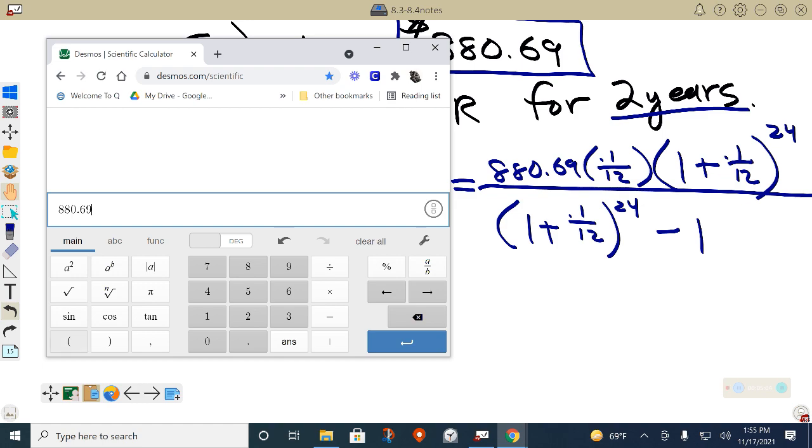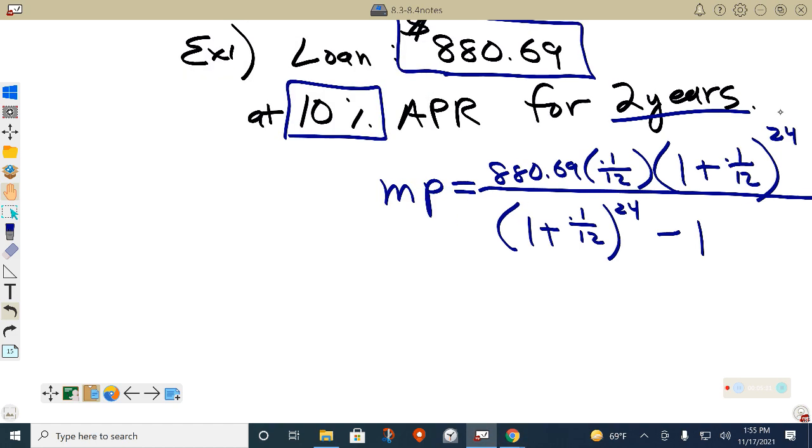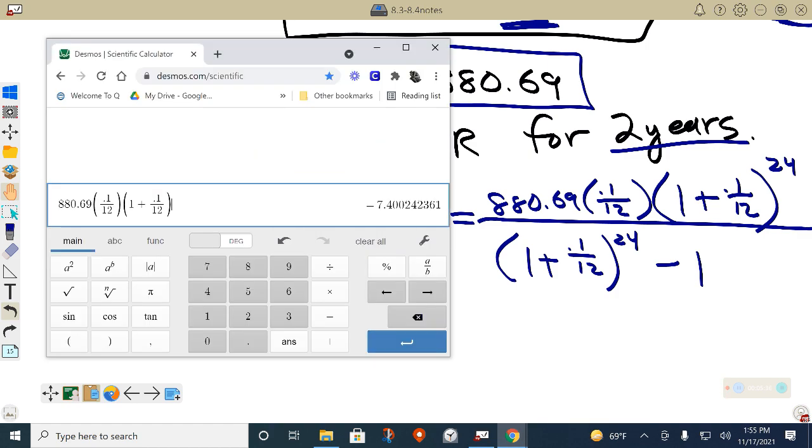880.69 times 0.1 divided by 12, close that parenthesis. So it's P times R times 1 plus 0.1 divided by 12. Close that parenthesis. To the 24th power. I'm going to hit the A to the B power button, so that's 24.